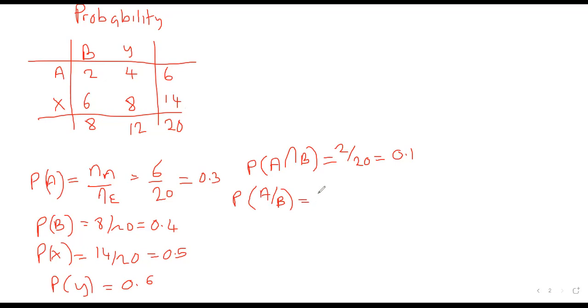So what is A given B? The probability of A intersection B divided by the probability of B. What is A intersection B? 0.1. And the probability of B? 0.4. And what do we get? 0.25.